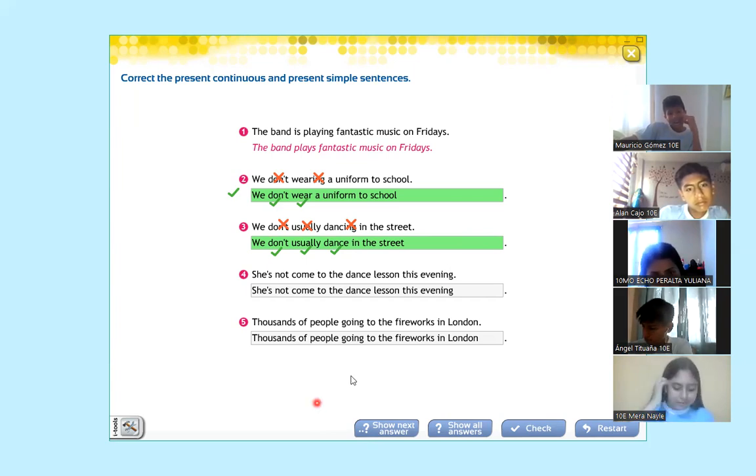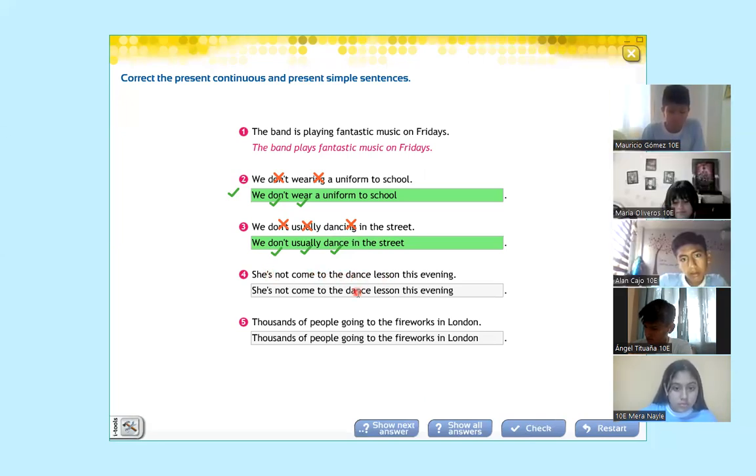Now we continue with the number 4. Thank you, Kevin. Juliana Peralta, continue, number 4. She now come to the dancing lesson this evening. Okay, what is the correction? What is the error in that sentence? Lesson. Okay, what is the correction?